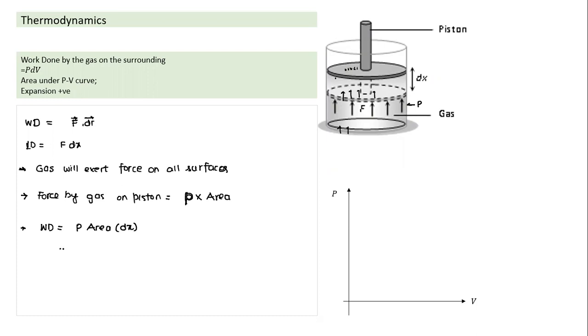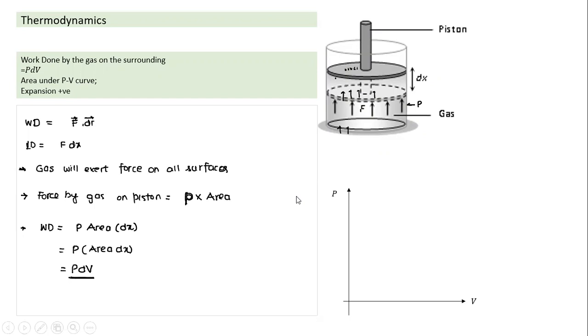And this can be written in one form. It can be written as pressure times area times displacement. But what is the area of the piston times displacement equal to? This is nothing but the change in volume of the gas. So as far as the gas is concerned, the work done by the gas is P dV. And whenever dV is positive, in case of expansion, work done is positive.